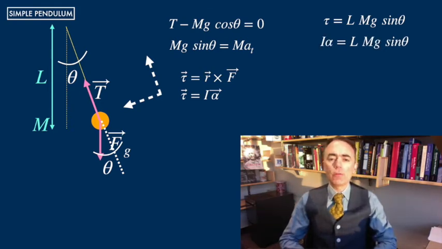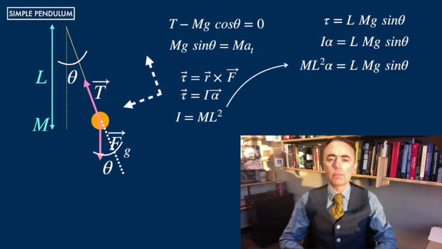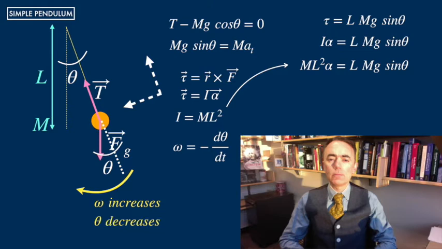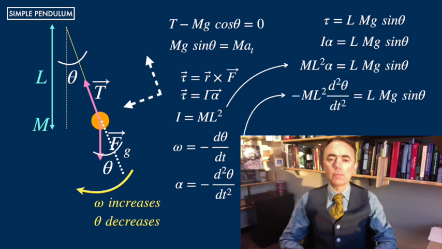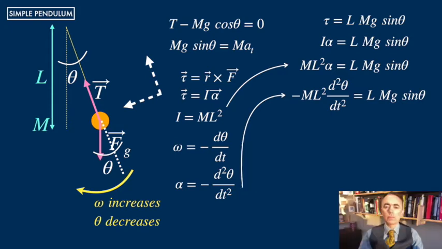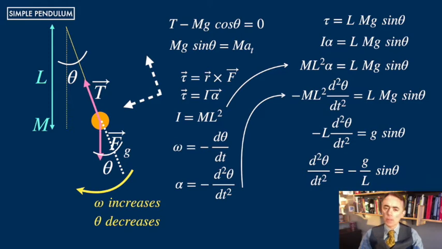The moment of inertia of the bob about the fulcrum of the pendulum is m times L squared. The change in theta is just the angular frequency, but be careful because it's pointing in the other direction. When theta decreases, omega increases, and when theta increases, omega decreases. Therefore, a negative sign. So I have this differential equation for the motion of the simple pendulum. This is a non-trivial equation to solve, for which we might want to do some numerical calculations with a computer.